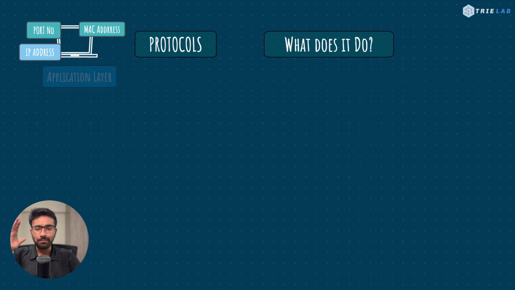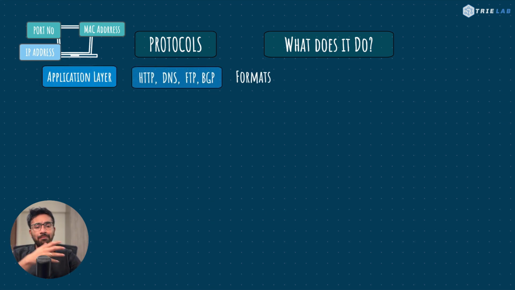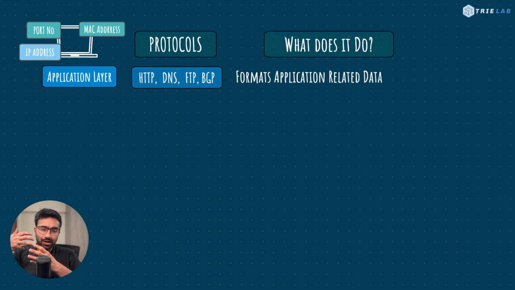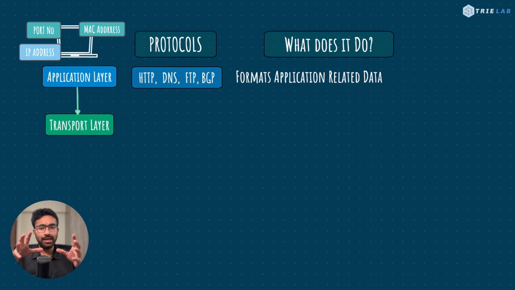We'll start with the application layer, and as we discussed, the application layer formats the data according to the particular protocol that we are using and then passes it on to the transport layer. The major application layer protocols are HTTP, which is used for defining APIs, and it is also used by your browser for fetching websites from servers.